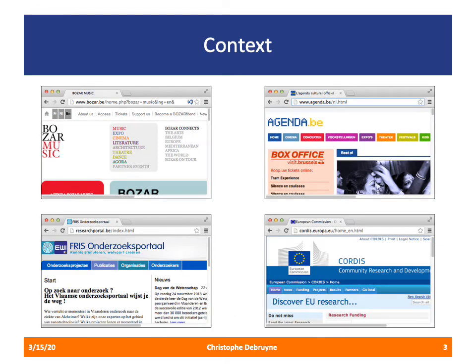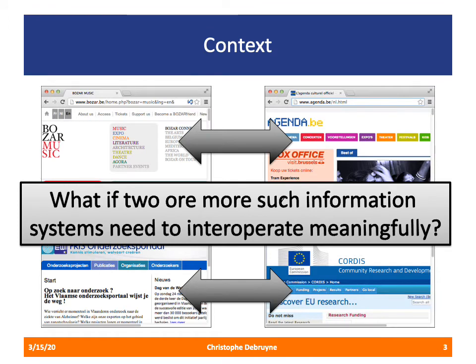Many information systems that have been developed autonomously share concepts and relations, but they may look different or they may be represented in a different way, which is called semantic heterogeneity. Now, what if two or more such information systems need to interoperate meaningfully? Well, in that case, maybe because of a merger, they need something to mediate the information between the two systems. And that something will be called an ontology.